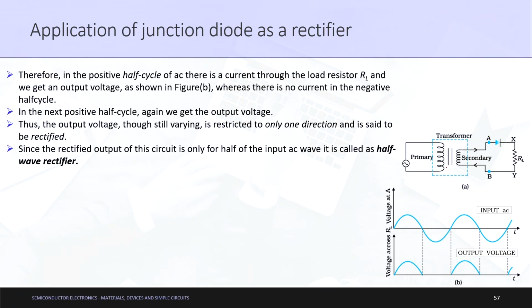Therefore, in the positive half cycle of AC, there is a current through the load resistor RL, and we get an output voltage which is shown in this figure B. You can see that this is the output voltage which is observed, whereas there is no current in the negative half cycle. So in this half cycle there is nothing observed here.